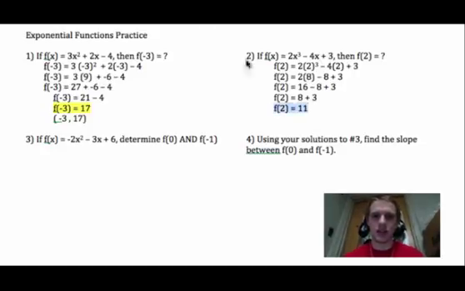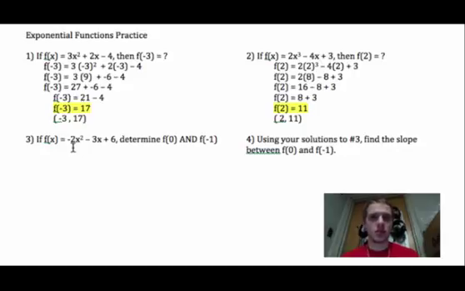So once again, that is your final solution, f of 2 equals 11. If you wanted to write the coordinate pair to represent that solution, your x value input was 2, your output or your y value was 11. So the solution pair for that, 2, 11.